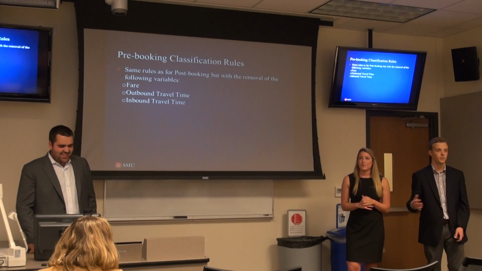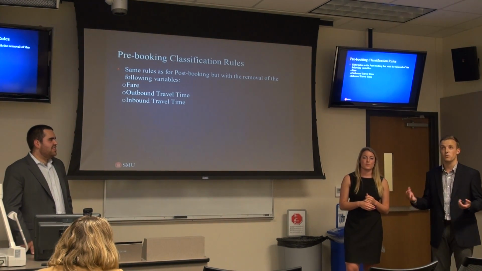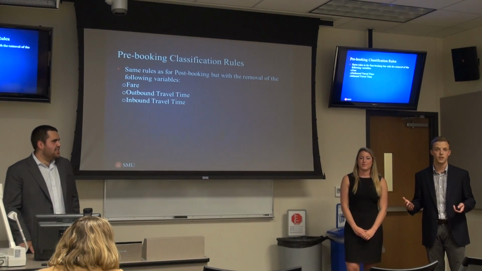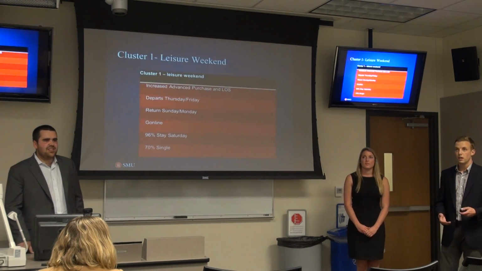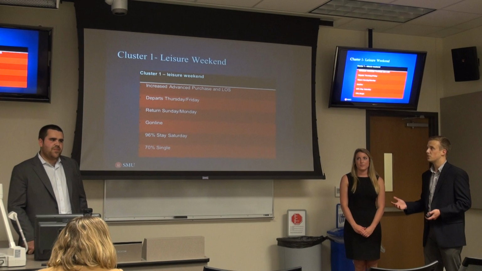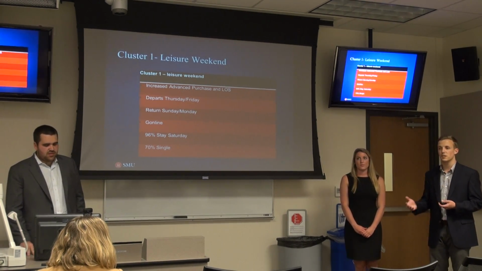So our pre-booking classification rules are the same as our post-booking classification rules, except 3 things. We take out 3 variables. We take out the fare, the outbound travel time, and the inbound travel time, because we just don't have that data because it's pre-booking data. So for cluster 1, we determined that it was a leisure weekend traveler, and I think 3 variables stood out to us the most to determine this classification.